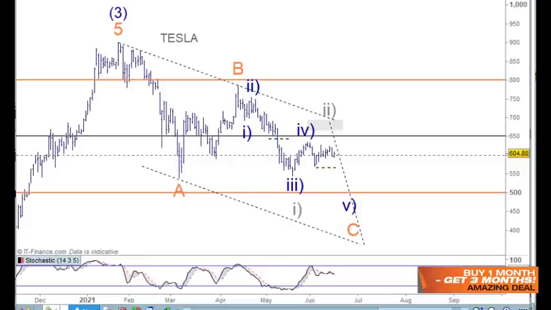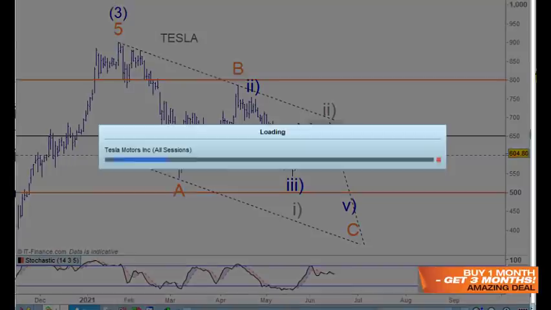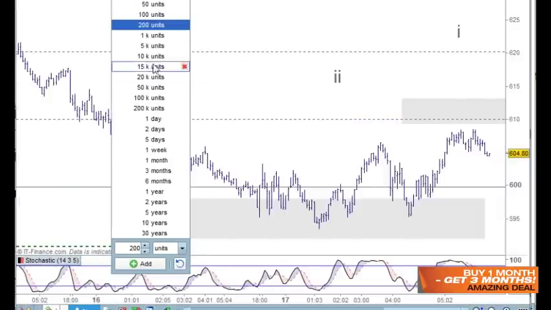Okay, so that's been our plan. Let's go in and take a closer look at that. Bring in some more data.